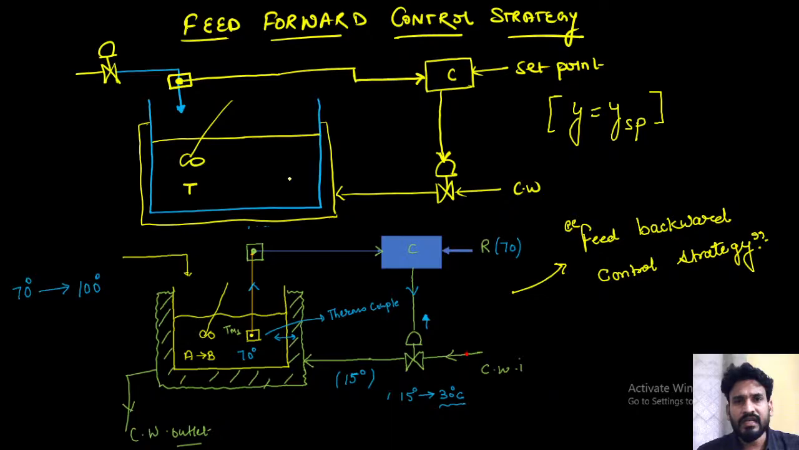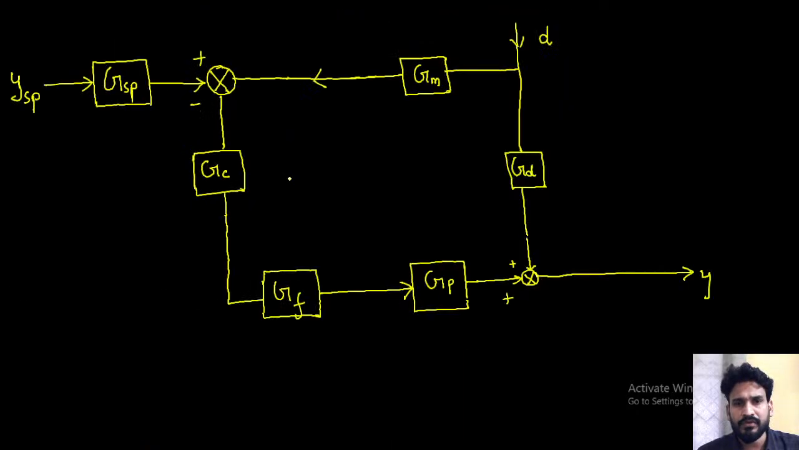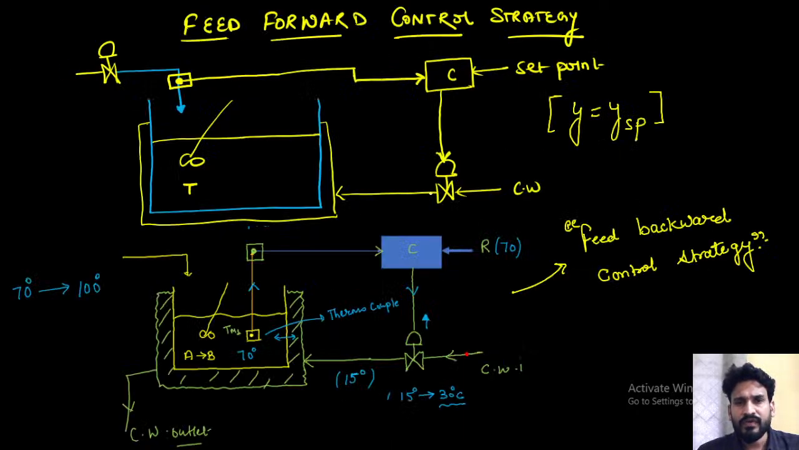What are the two things which come into the process? One is the final control element output, and one is the disturbance. This disturbance is measured and it is fed to the controller. And this is the set point. This error is generated and it is going into this one.